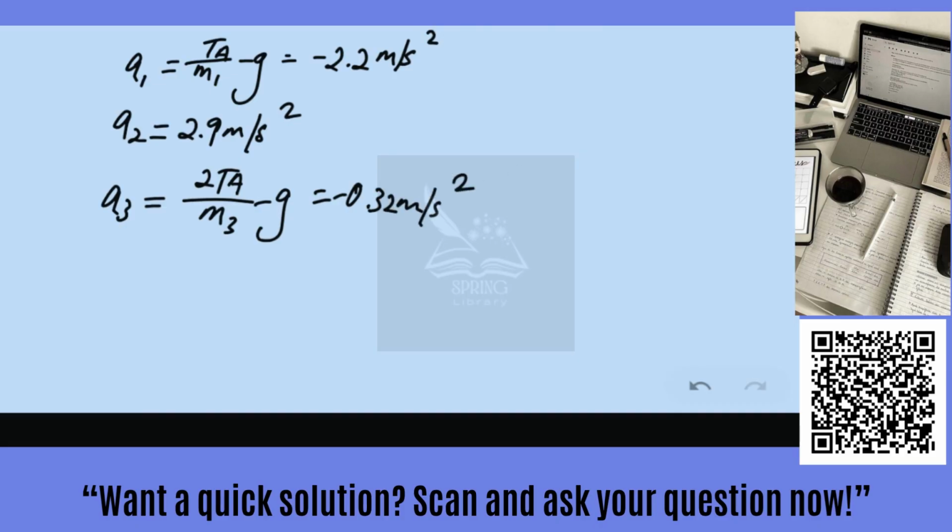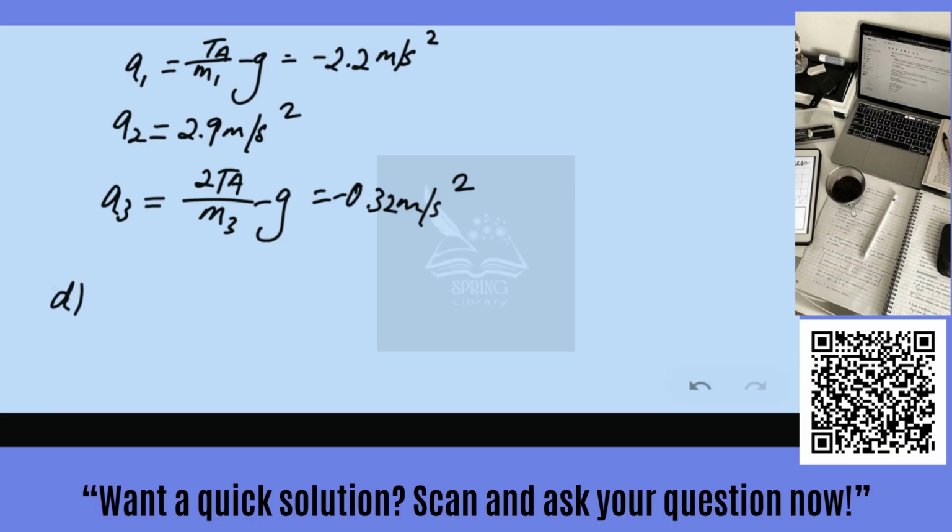So remember that we considered negative to be downwards and positive to be upwards. So basically M3 will be moving downwards, M1 as well, but M2 will be the one that's moving upwards. Right?